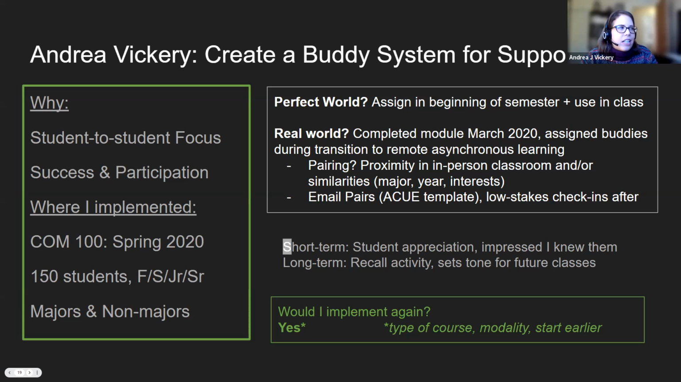When I did this activity, I was teaching our COM 100 course, which is a 150-person undergraduate lecture class. It was in person in one of the Lanigan classrooms, and it was my first time being in front of a big class since graduate school. So I was like, what am I going to do? I'm an interpersonal person, and I'm a small group person. How am I going to do this?